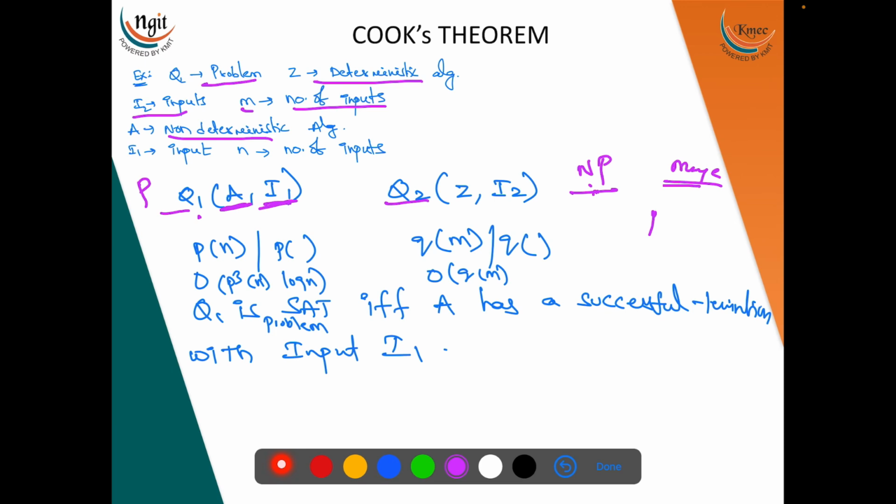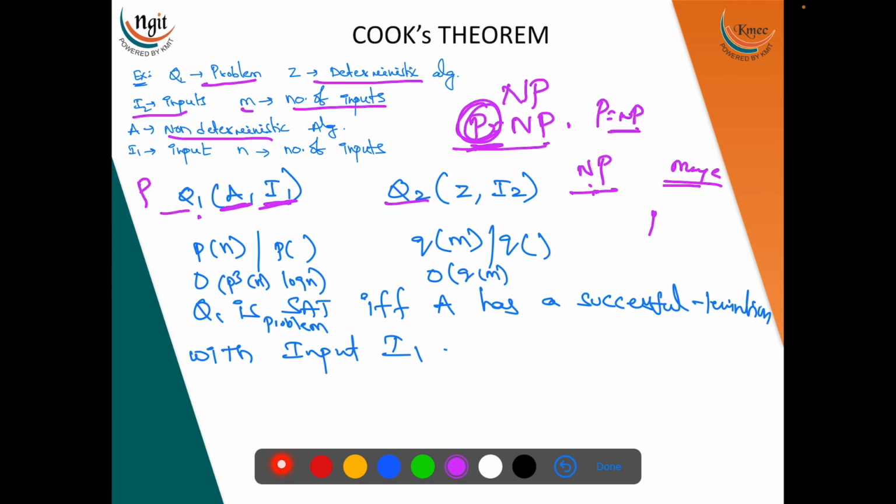Now the proof of this theorem: we now prove this important theorem. We have already seen that satisfiability is in NP. Hence, if P is equal to NP, then satisfiability is in P. I repeat, if P is equal to NP, then satisfiability is in P. It remains to be shown that if satisfiability is in P, then P is equal to NP.